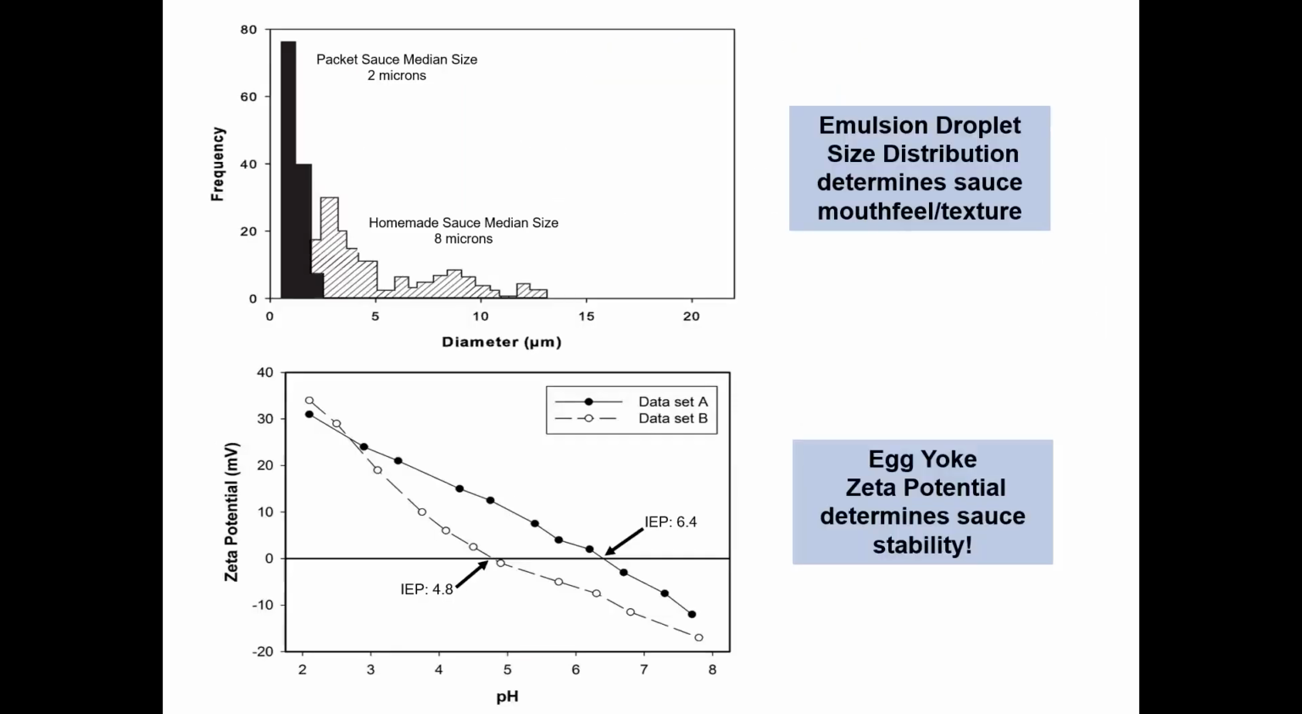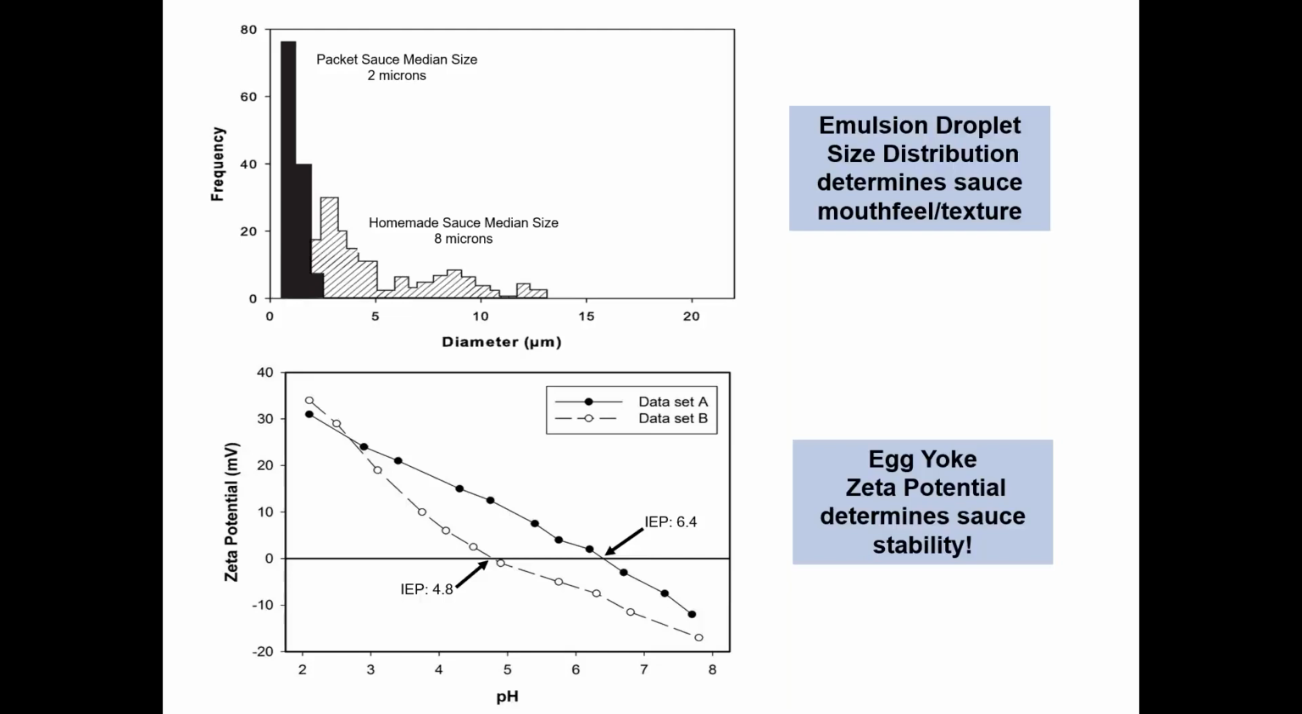Well, the answer is the following. The droplet size determines the mouthfeel and texture. The average size is larger and the size distribution is broader in the homemade sauce compared to the packet sauce. However, the stability of the emulsion, whether it makes a sauce or becomes an omelette, is determined by the zeta potential of the egg yolks.